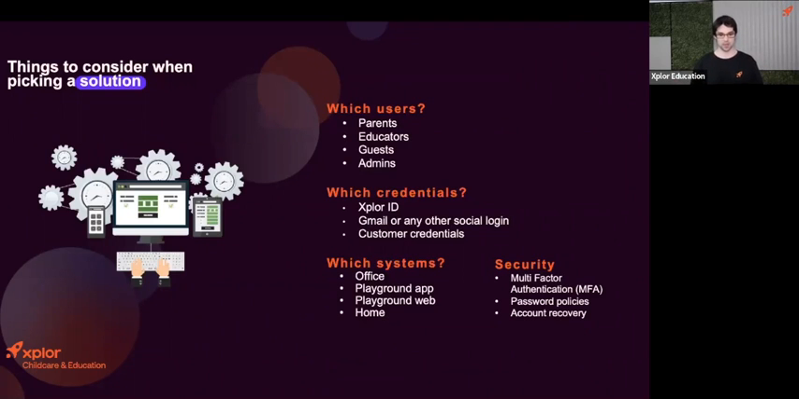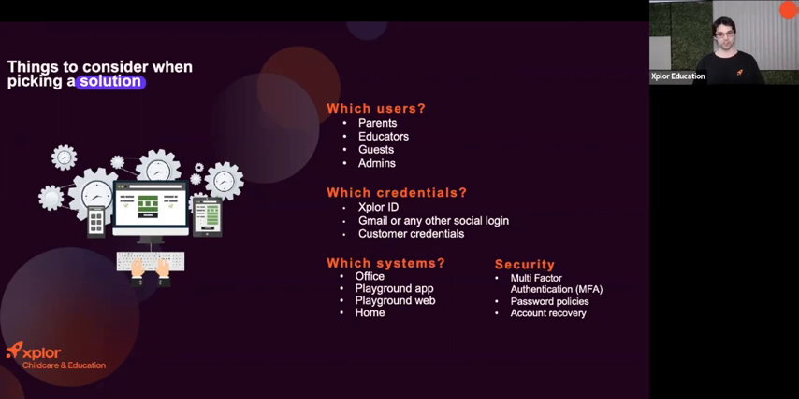And then we have to ask, which credentials do we want to use? We have Xplor ID. There are also things like Gmail or social logins that you can use. And obviously, they also have credentials within the customer systems. So we have all these different sets of credentials, and which ones make sense? Which ones don't? Do all of them make sense together, or maybe only one? These are the sorts of questions we have to think through when we decide what SSO solution we want.